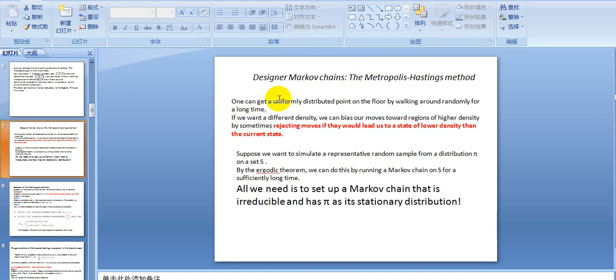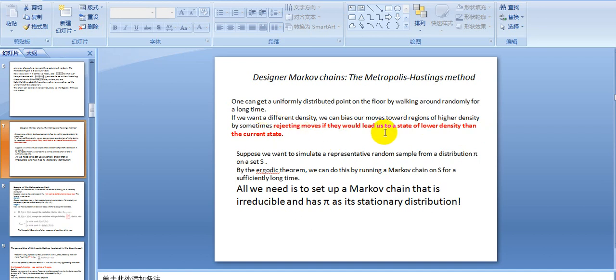One can get a uniformly distributed point on the floor by walking around randomly for a long time. But if we want a different density, where our target distribution is not uniform but any arbitrary PDF or PMF, then we can bias our moves towards the region of higher density, and sometimes reject moves if they would lead us to a state of lower density than the current state. This is the main idea of Metropolis-Hastings.